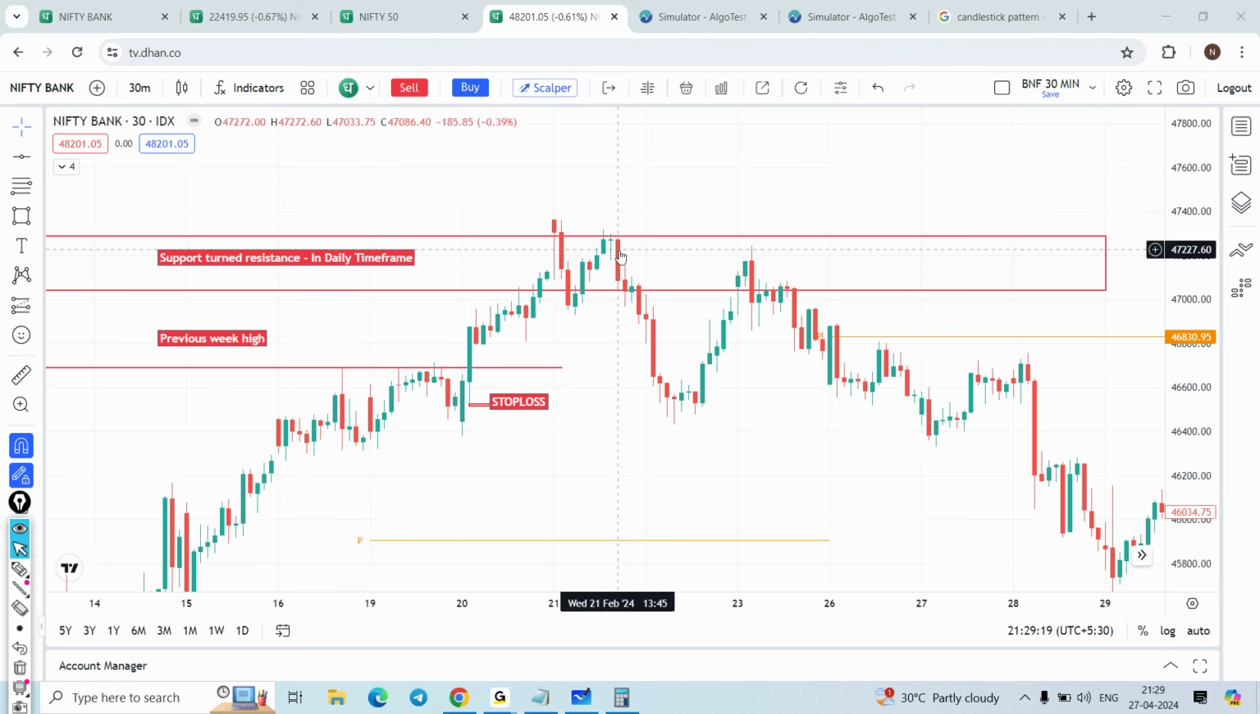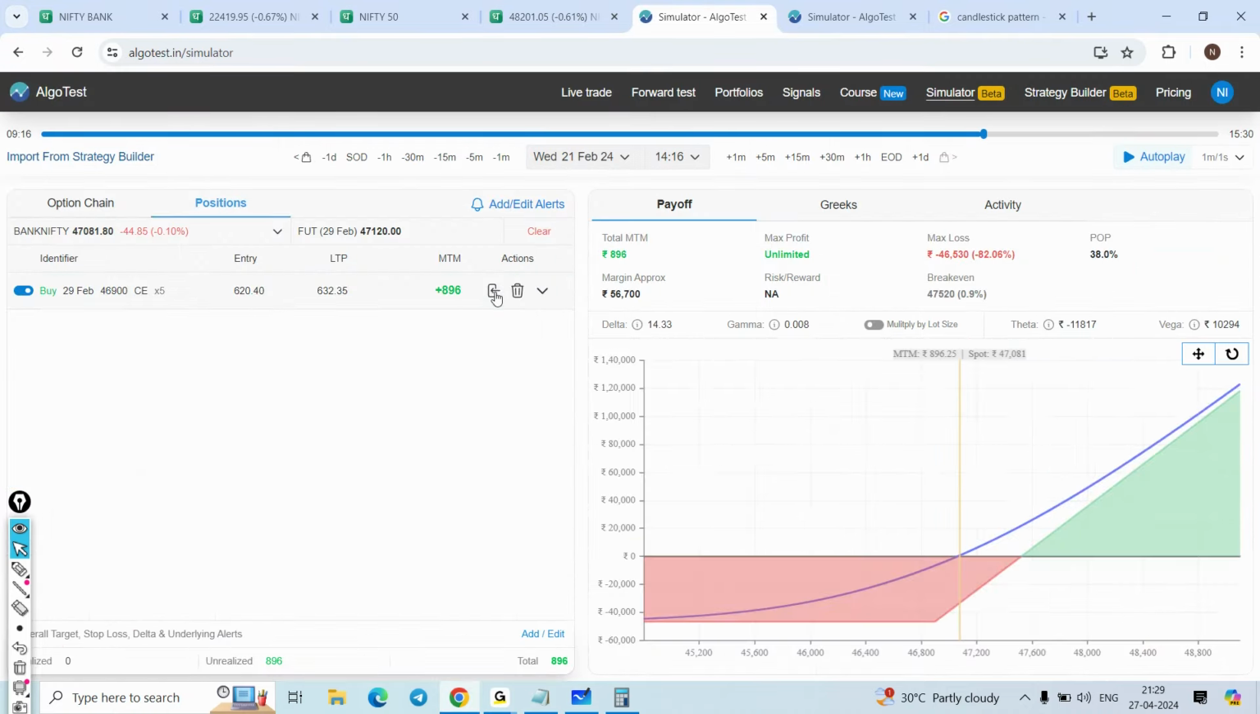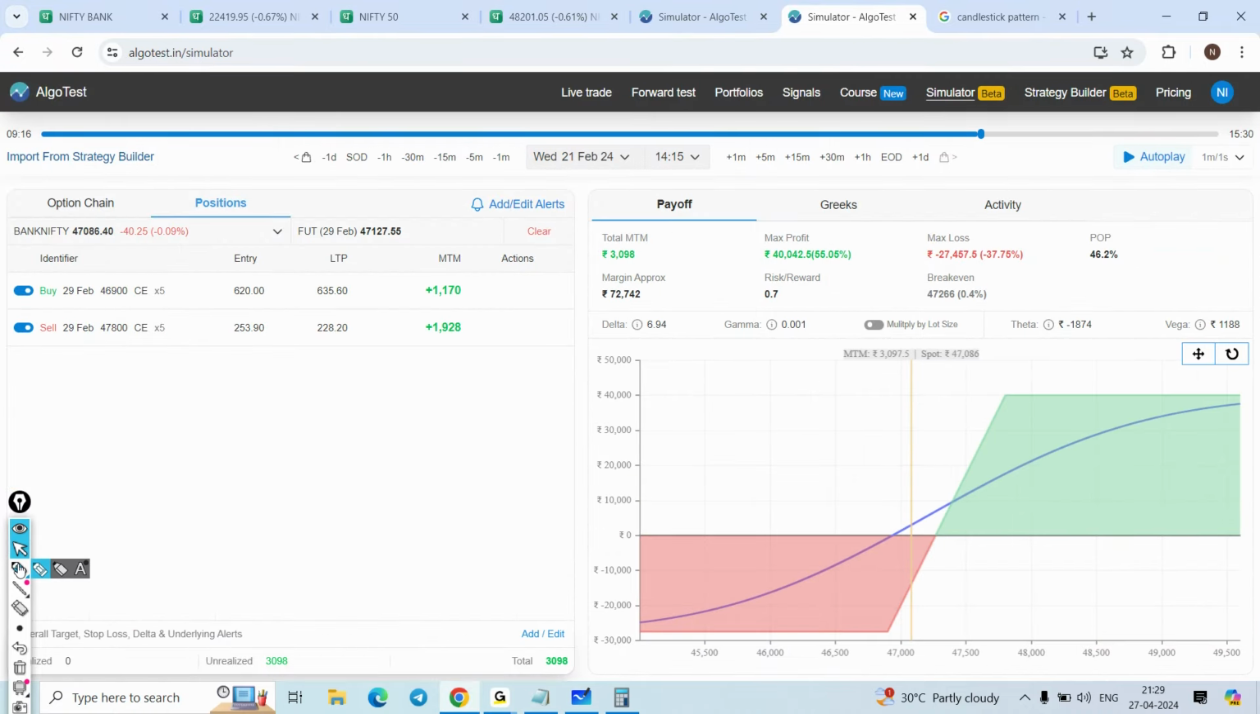Practically going on, it is rejecting from here. So what is the thing? I have to exit this. Here, just see this. Both sides I'm getting the profits.